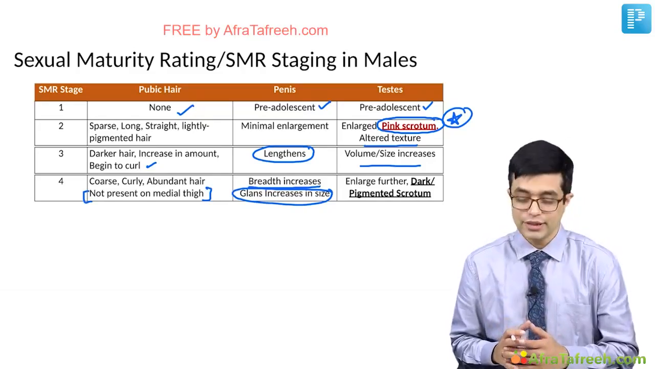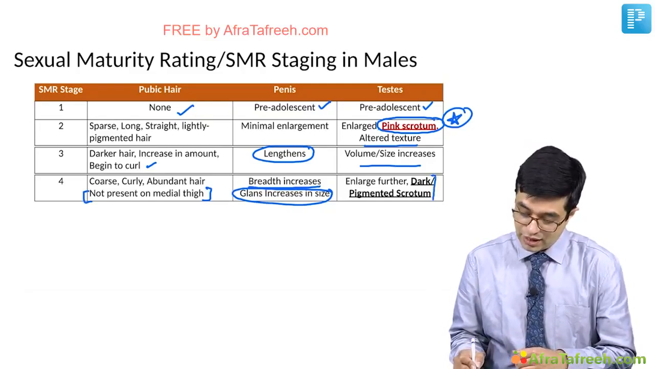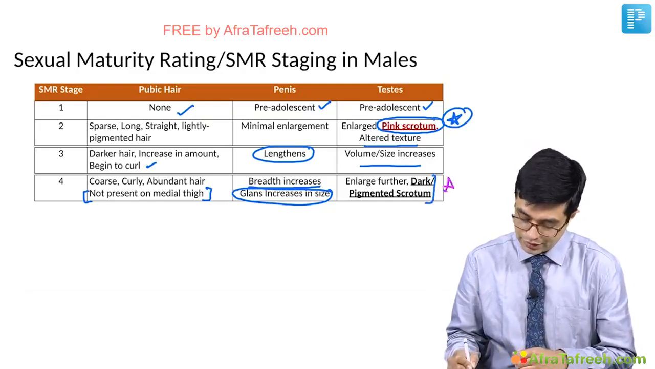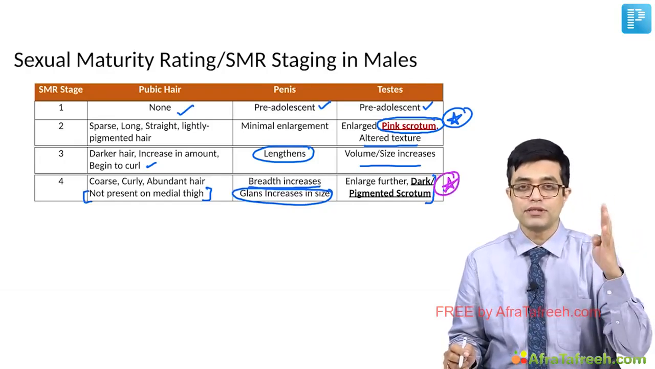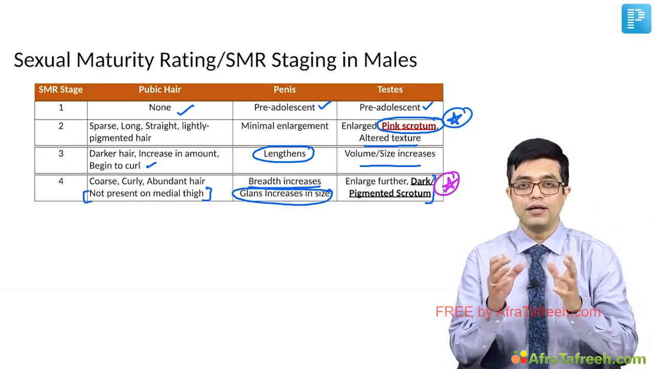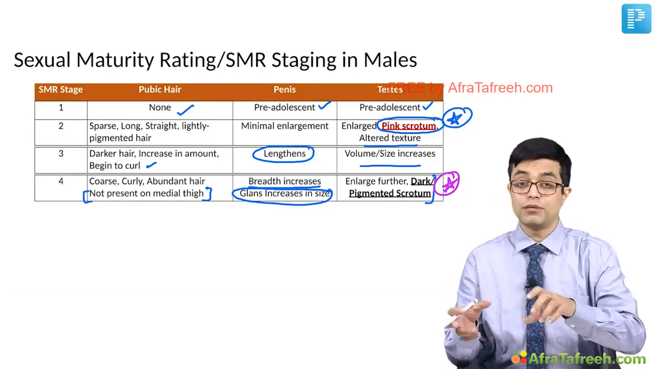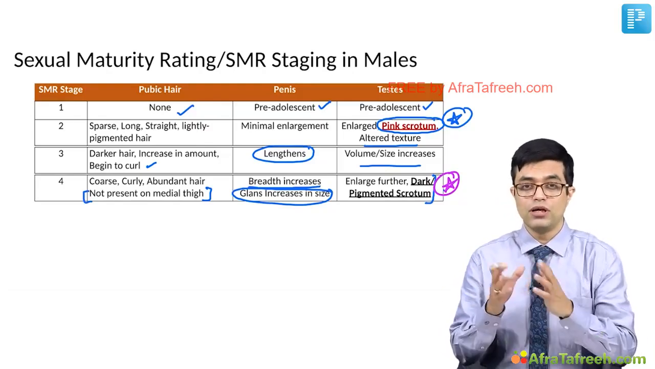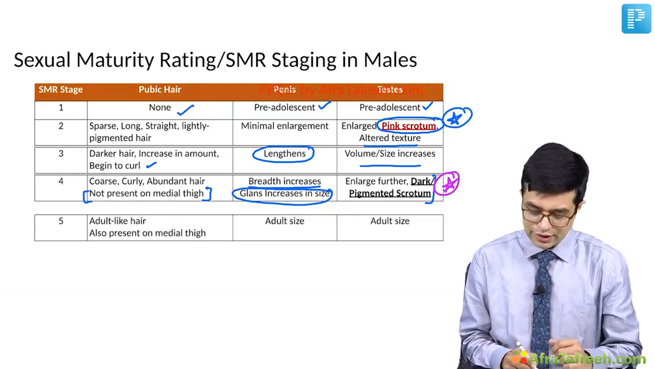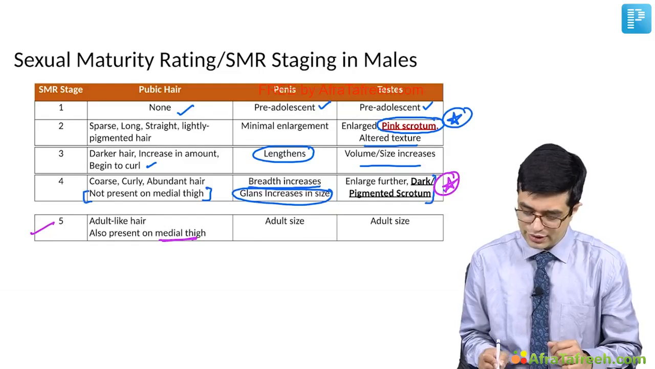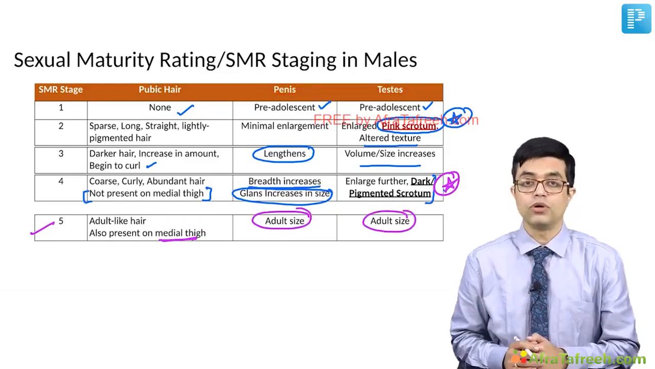Another important point is, in case of testes, the testes will enlarge further, but dark or pigmented scrotum will appear. So pink scrotum stage 2, dark scrotum stage 4. And length increase of penis stage 3, length continues to increase but more increase in breadth stage 4, glans penis development stage 4. And finally, you have stage 5 where adult-like hair are present, including medial thigh, penis is adult size and testes are adult size. So key words are important.